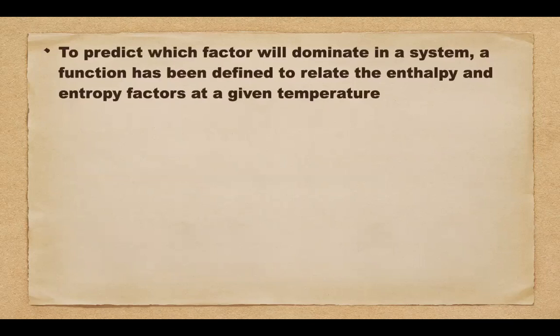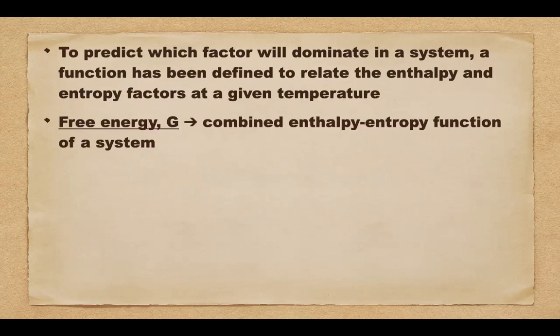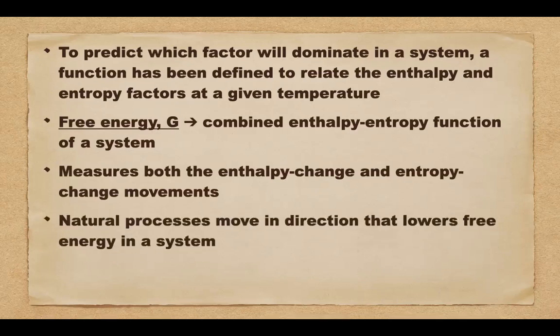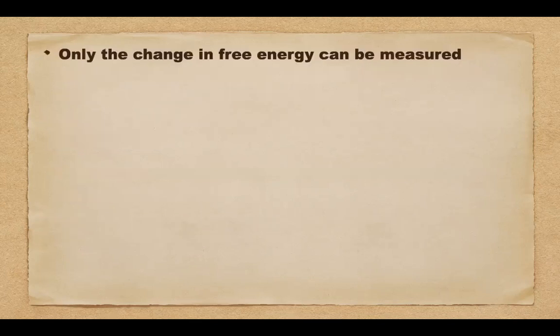Now, to predict which of the two factors will be dominant, a function has been defined to relate enthalpy and entropy at a given temperature. This is called free energy. I do believe the G comes from Gibbs, Josiah Willard Gibbs, who I think is the first person to identify it. But basically, it boils down to a formula to account for both enthalpy and entropy in determining whether or not a reaction will be spontaneous.